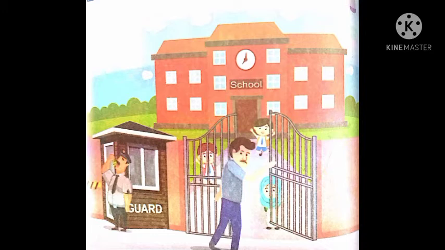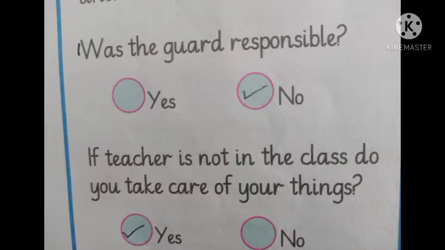But he is not responsible. One day he was enjoying eating grapes. G, grapes. A stranger opened the gate and entered the school. Is it a good thing? Was the guard responsible? Yes or no? No, he is not a responsible guard. If the teacher is not in the class, do you take care of your things? Yes or no? Yes, we must take care of our things. So you have to mark tick on yes.